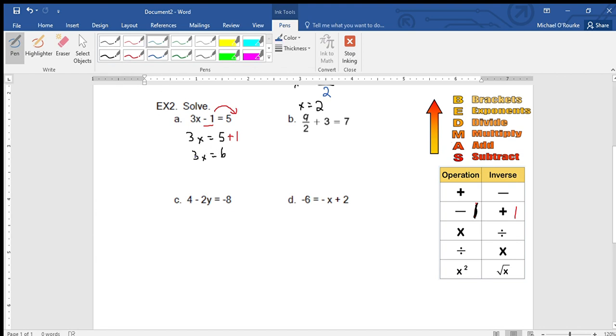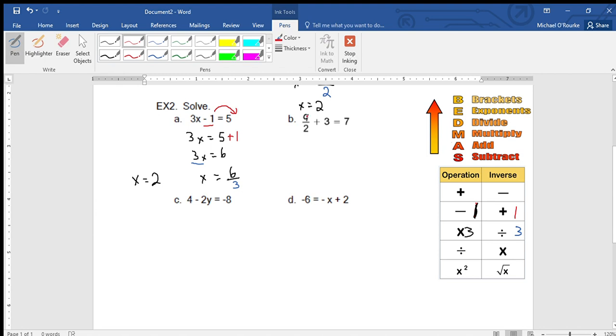Now we have a 3 here, which is a multiply, 3 times x. So we have a multiply by 3, which is going to turn into a divide by 3, which we're going to end up with x equals 6 divided by 3, which is going to leave us with x equals 2. So we moved over the minus, it became a plus, and we moved over the multiply, which became a divide. So let's take a look at the next one here.